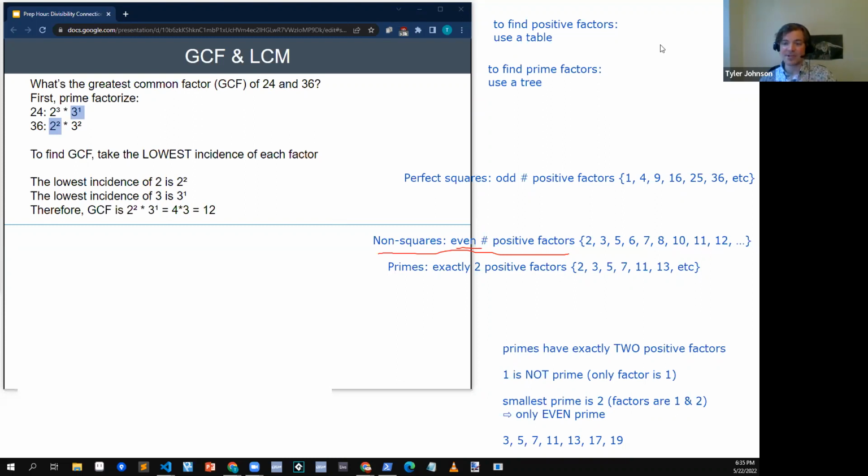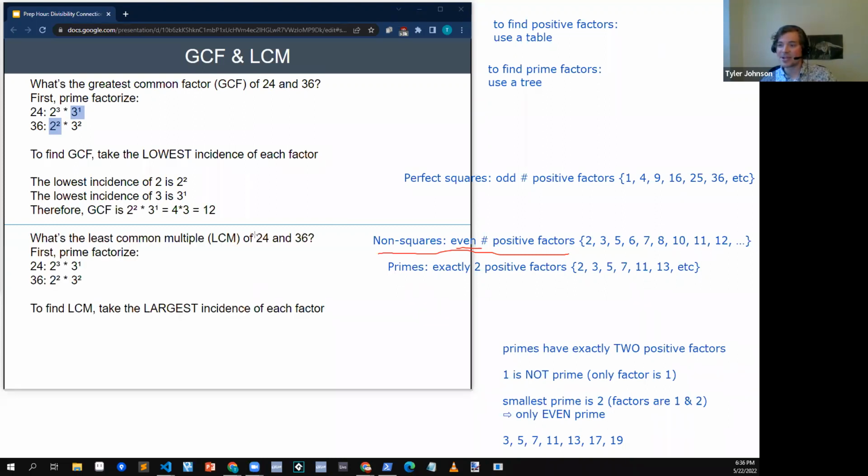And it's a similar process for the least common multiple, but it differs in the final steps. So if I'm trying to find the least common multiple of 24 and 36, first thing's the same. I prime factorize each. But to find the least common multiple, I want to take the largest incidence of each factor. So my largest factor of 2 is the 2 cubed. My largest factor of 3 is the 3 squared. We take those 2 numbers, multiply them together, we get our LCM, which is 72.